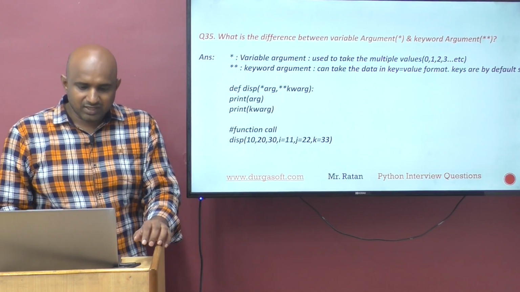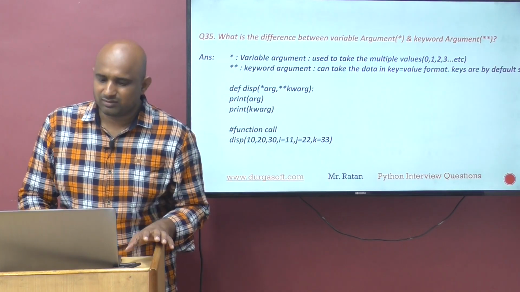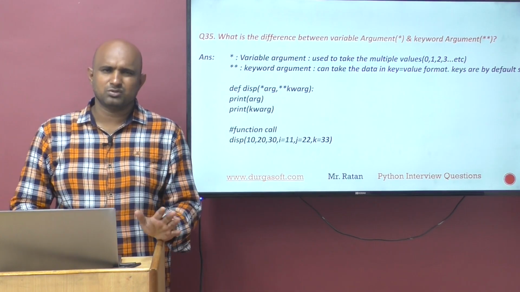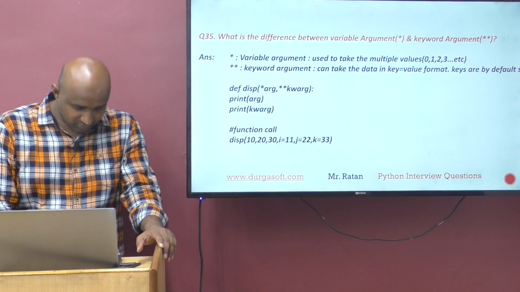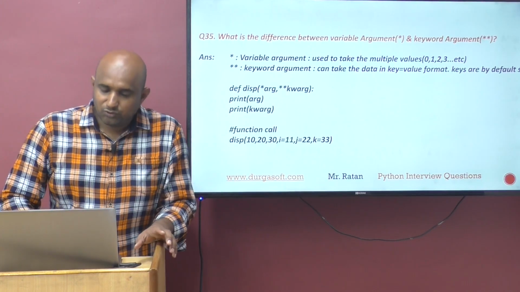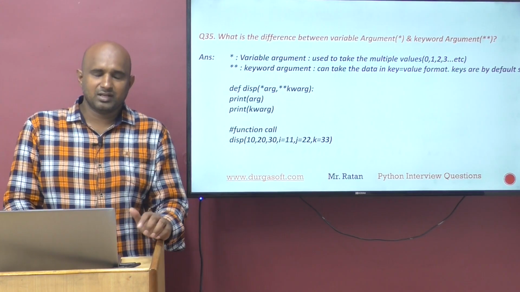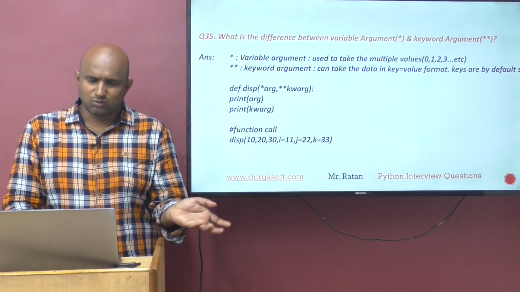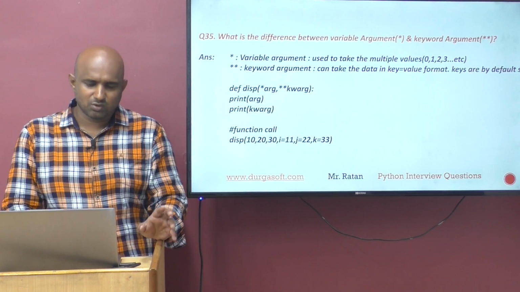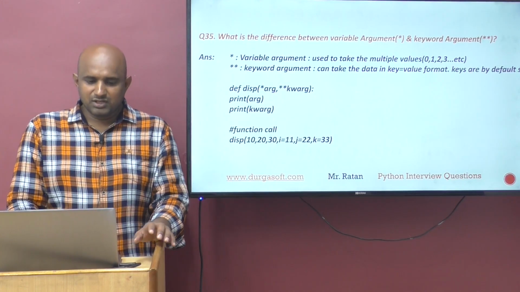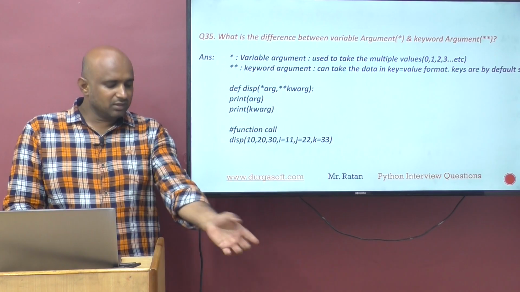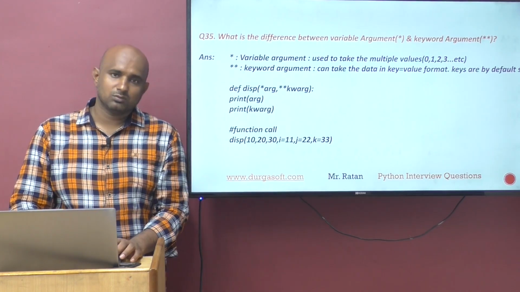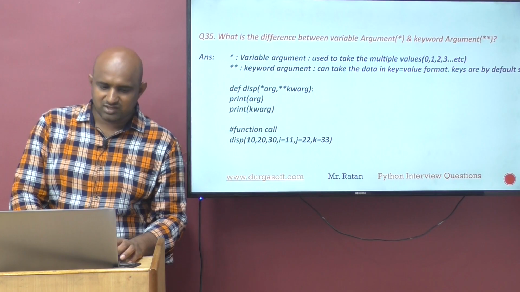Variable argument can take multiple values, guys. It may take 0 values, 1, 2, 3, 4. It can take any number of arguments. It may take 0 values, without any values. It will take 1 argument, 2 arguments, 3 arguments, like that. Keyword argument means it can also take multiple values, but multiple key value pairs. It will take multiple key value pairs, right?